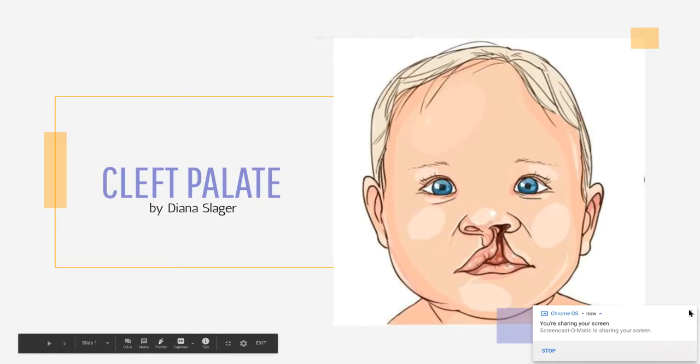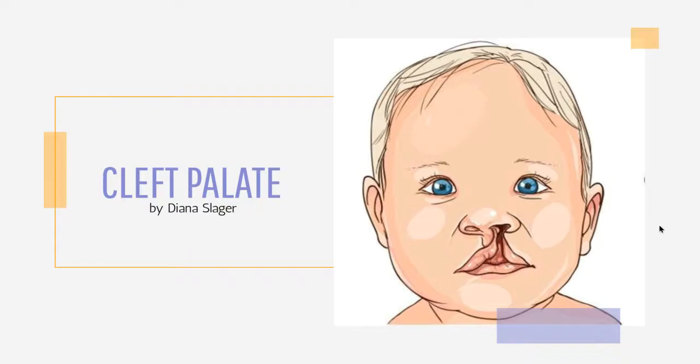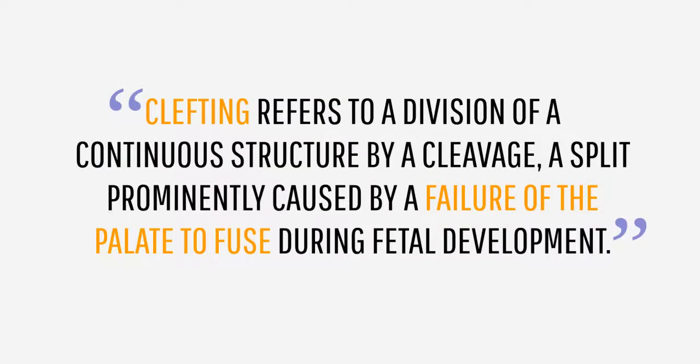Everyone, it is Diana Slager, and I'm going to talk about cleft palate and what that type of speech sound disorder will look like in some of the patients we may encounter. So this definition came out of our textbook, and it says that clefting refers to a division of a continuous structure by cleavage, a split prominently caused by a failure of the palate to fuse during fetal development.